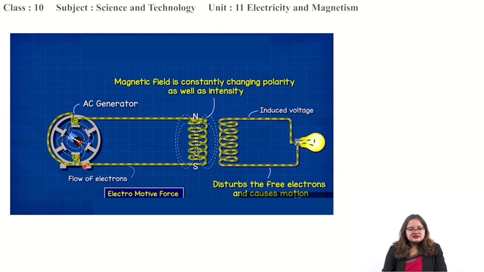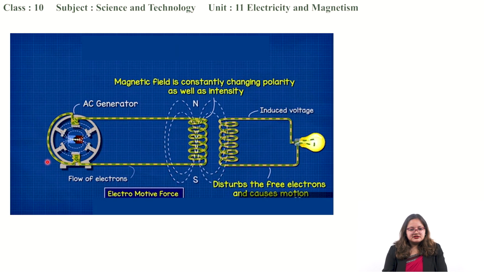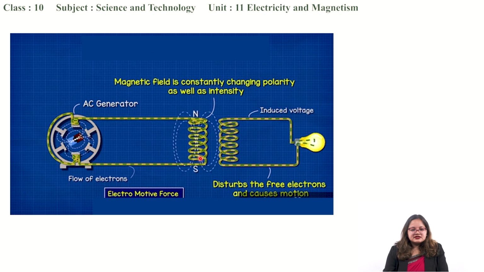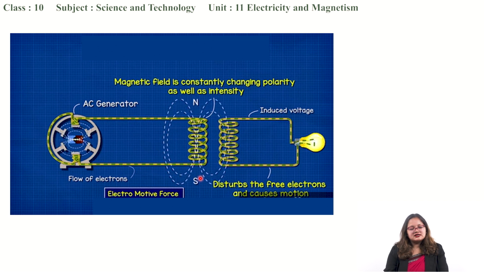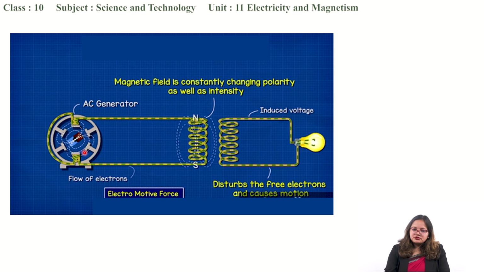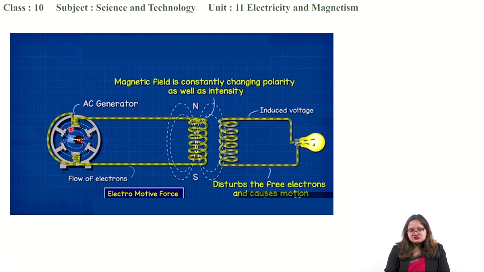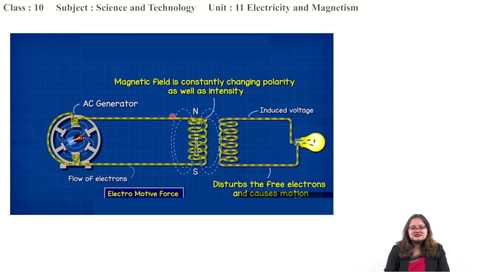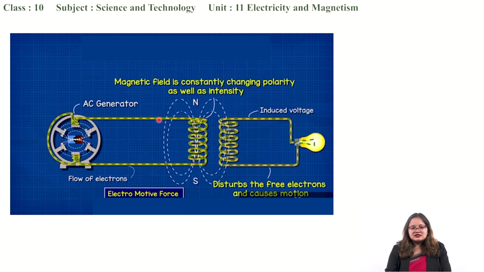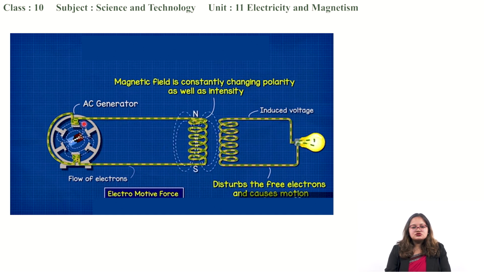Here you can see this is an AC generator. On the upper side it is the north pole, and on the lower side it is the south pole. In our previous class we studied the AC generator and how it changes the direction of the current, right? The AC generator generates alternating current, and this alternating current also changes its path periodically.